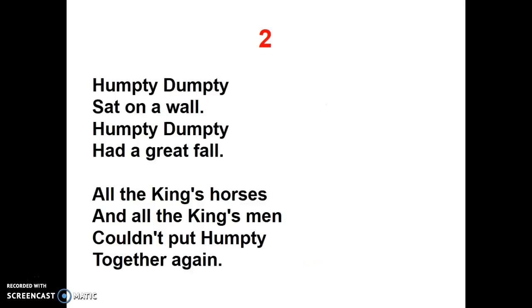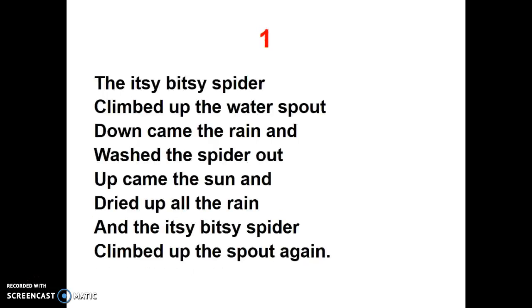Oh, actually, let's go back. So, what would a good summary be? Well, the spider climbed up the spout, the water washed him down, and he climbed back up again. Okay? The key details are that he went up and down, and it doesn't have a whole bunch of unnecessary things. All right, we'll do another one.